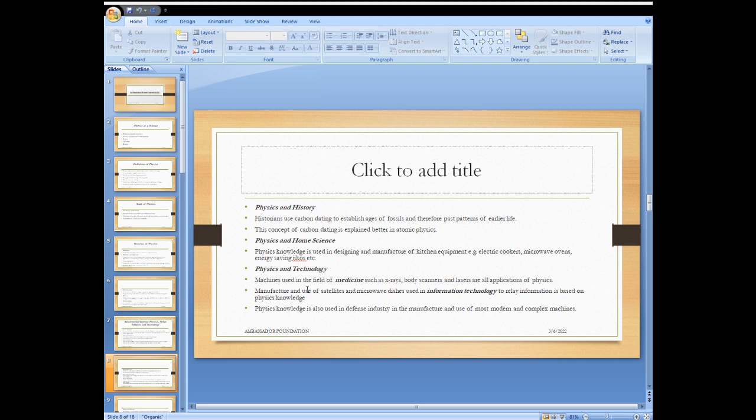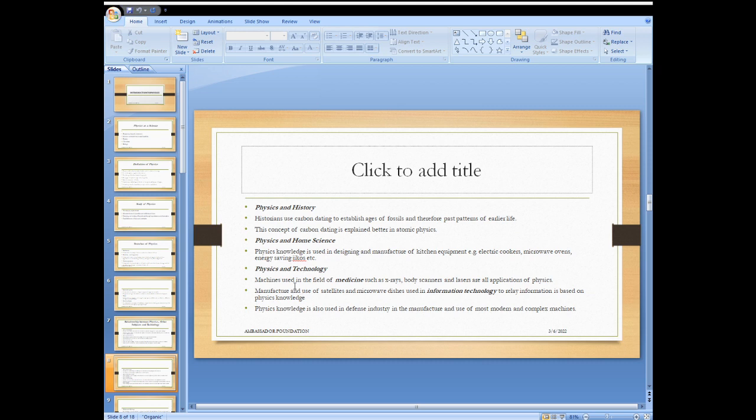Then we look at this, physics and technology. Technology is the advancement in the system of the world. So it is the technology, before it advances, the physics knowledge should always be inside there.